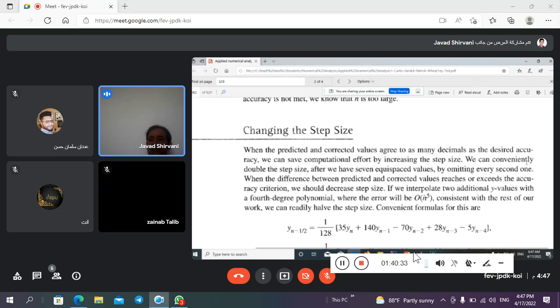The book says we can conveniently double the step size after we have 7 equispaced values by omitting every second one. When the difference between the predicted and corrected values reaches or exceeds the accuracy criterion, we should decrease the step size. If we interpolate two additional y values with a fourth degree polynomial, the error will be of O(h^5).